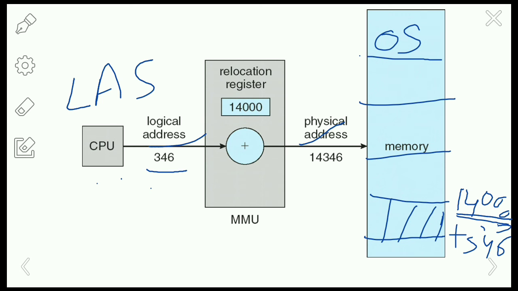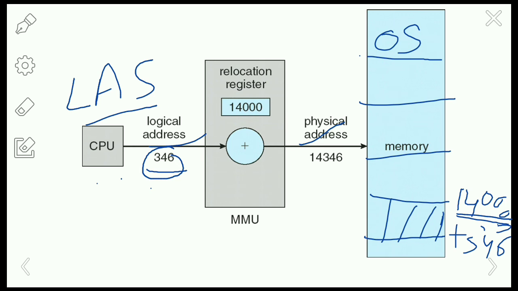The program with the size 346 MB in the secondary memory will be stored in a different place, and it will be stored in the physical memory in a different place. So we are going to adjust that particular program in the main memory by the relocation register here. That's why the logical address will keep on changing.